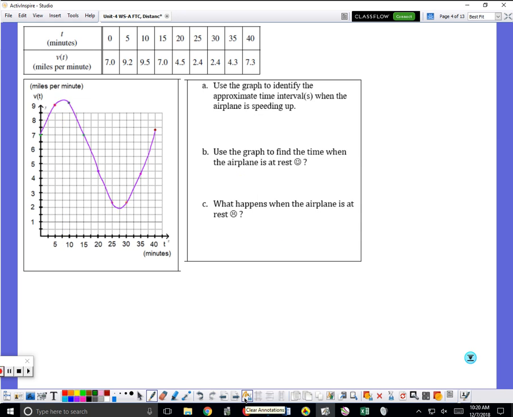Okay. Same graph, same table. The question says, identify the time interval when the airplane is speeding up. Show me your hands if you know that. What is the time interval or intervals when a plane is speeding up? Let's go, Grant. From 0 to 7.5 and then 27.5 to 40.